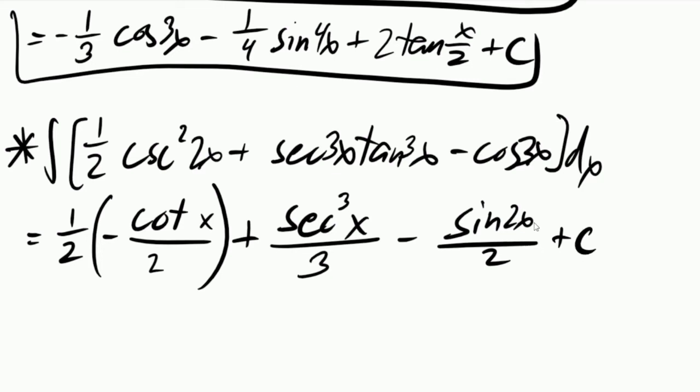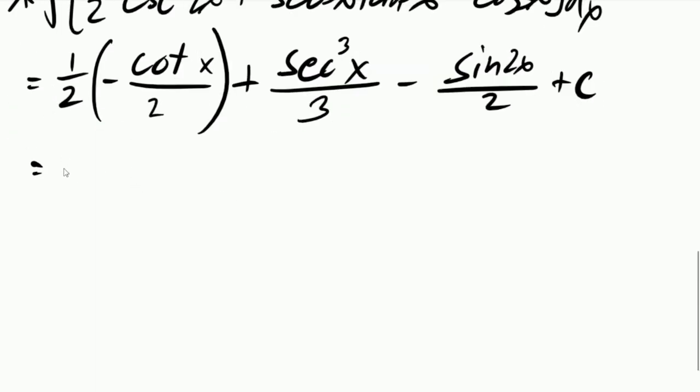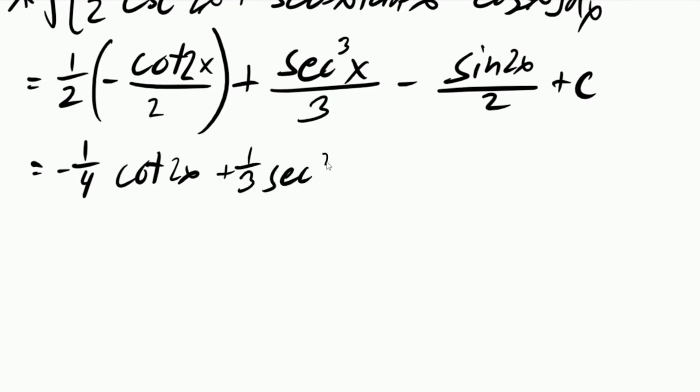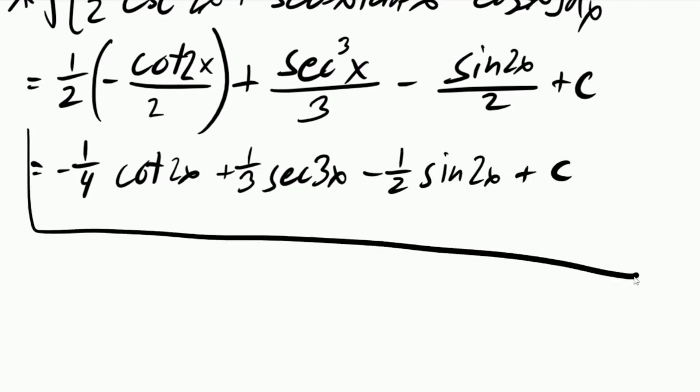Now to simplify, we will have negative 1/4 cotangent 2x plus 1/3 secant 3x minus 1/2 sine 2x plus c. That is the final answer.